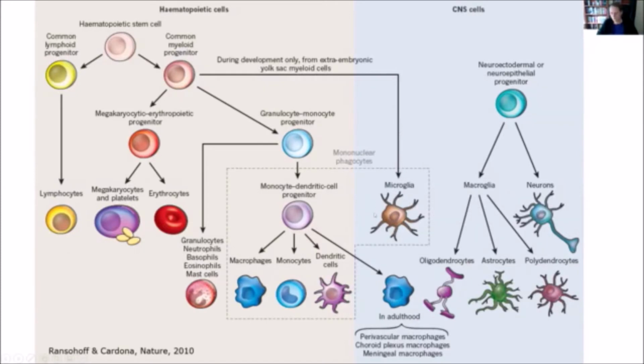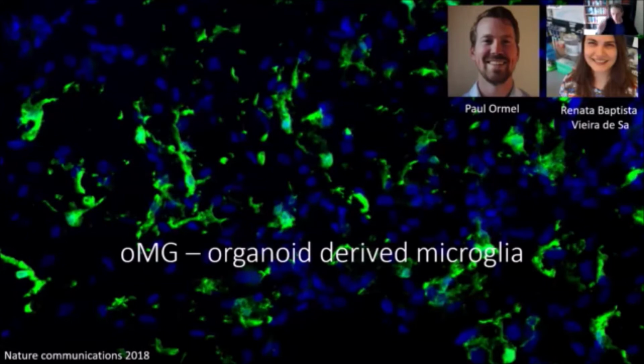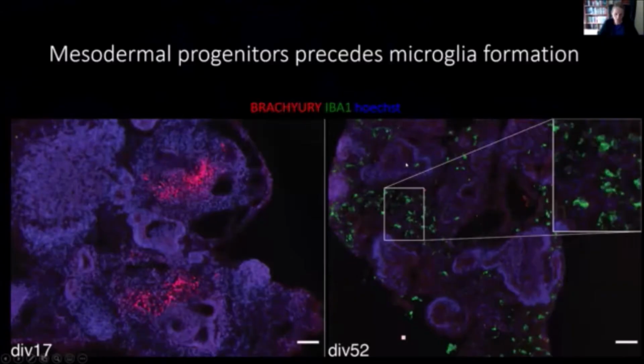And then once they are arriving in the brain, they start to differentiate into microglia. So they are from a different lineage, and therefore people always thought that you could not find them in these organoids. But these two people, Paul Hormel and Renata Baptista Vieira de Sar, started studying that, and they simply stained our organoids with a microglia antibody, IBA1, and they found OMGs, they call them, so organoid-derived microglia, in these organoid structures.